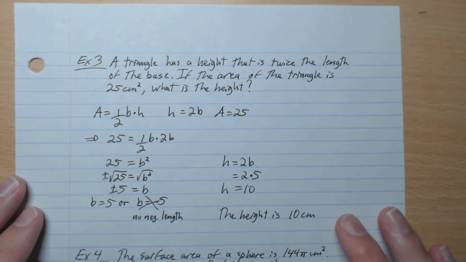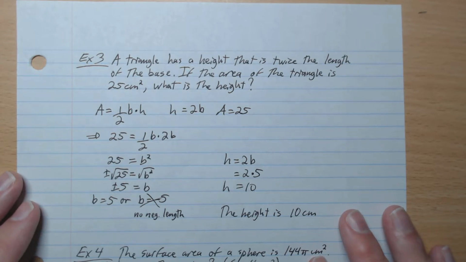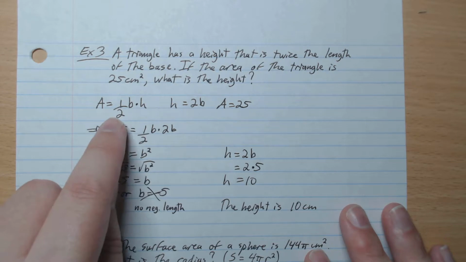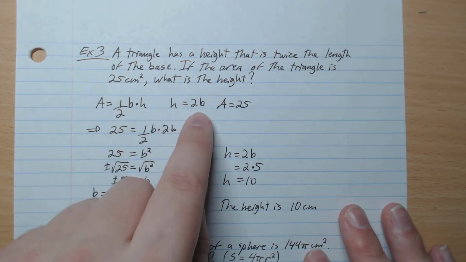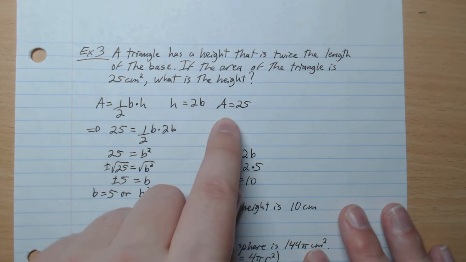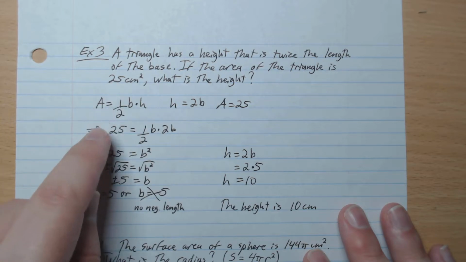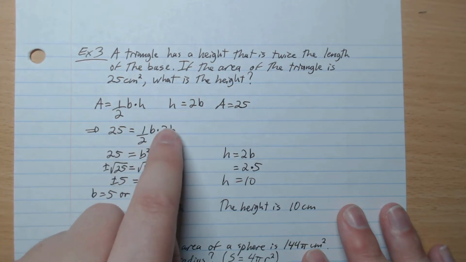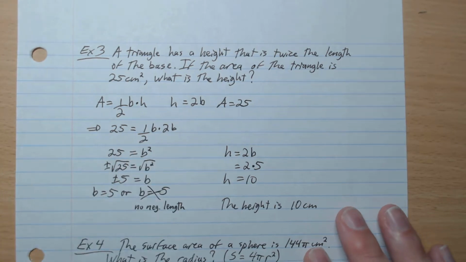Example 3. A triangle has a height that is twice the length of the base. If the area of the triangle is 25 centimeters squared, what is the height? So here we have area of a triangle, half BH. We know that h is twice the length of the base, so 2b, like that. And we know that the area is 25. So looking at our equation here, we plug in A with 25 and h with 2b. 2 divided by 2 is 1, so we have 25 equals b squared.